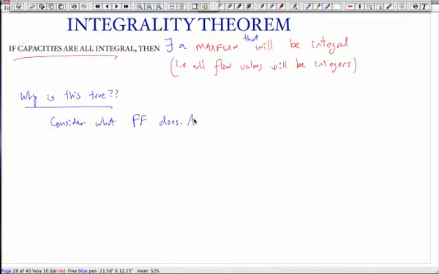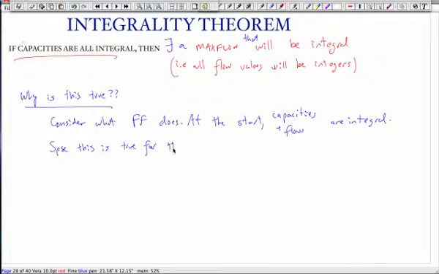Okay? At the start, the capacities and the flow are integral, right? What is the flow at the start? 0. And the capacities, by the hypothesis, are integral. Good. So now, suppose this is true for the first k iterations of the Ford-Fulkerson loop. Suppose that after k iterations, the capacities and the flow are both integral.